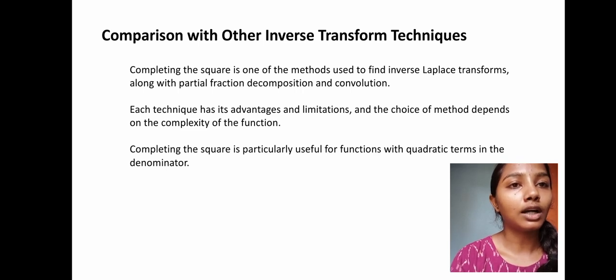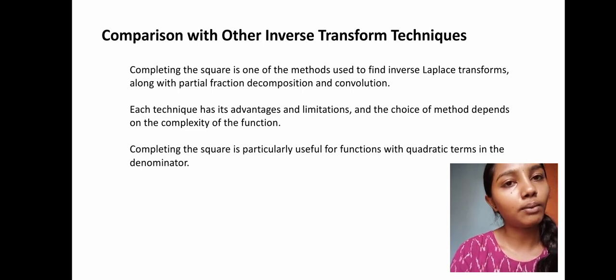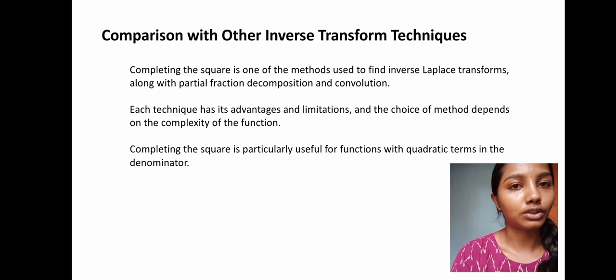Comparison with other inverse transform techniques. Completing the square is one of the methods used to find inverse Laplace transforms along with partial fraction decomposition and convolution. Each technique has its advantages and limitations, and the choice of method depends on the complexity of the function. Completing the square is particularly useful for functions with quadratic terms in the denominator.